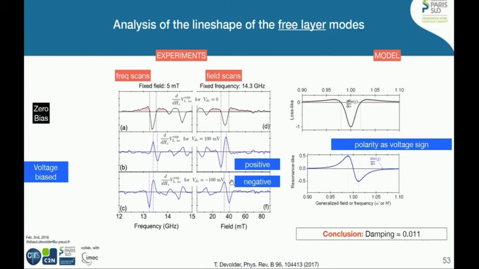So if you have a spin wave signal and it verifies these four conditions, then you can reliably fit the line shape and extract the damping. For instance, for these devices, the damping was 11, while for the films it was 8. So nothing very surprising.